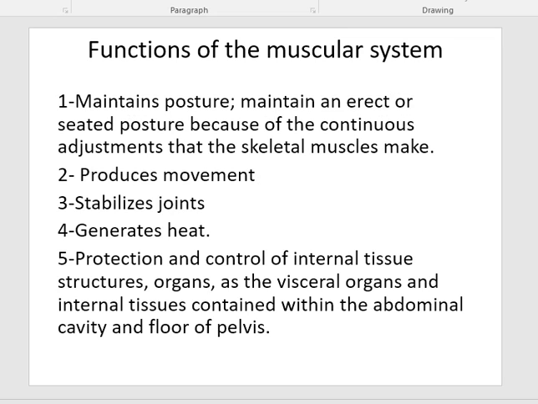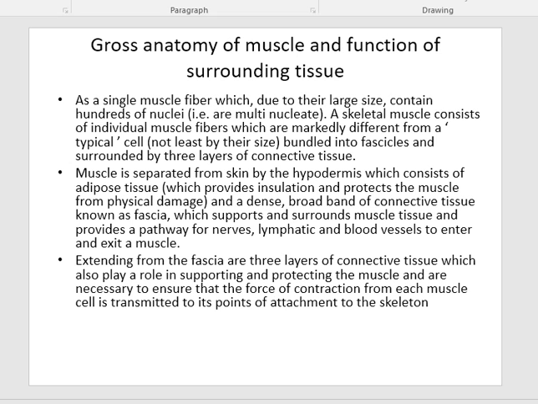The functions of the muscular system is maintain posture, maintain an erect or seated posture because of the continuous adjustment that the skeletal muscle makes, produce movement, stabilize joints, generate heat, protection and control of internal tissue structure, organs, or as the visceral organs and internal tissue contained within the abdominal cavity or floor of the pelvis.